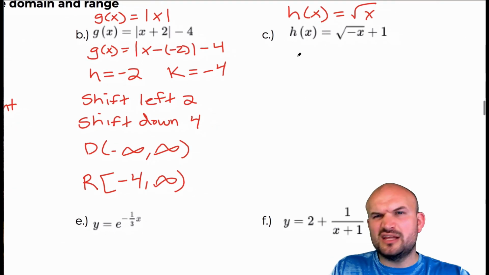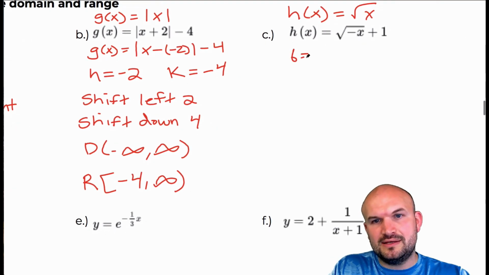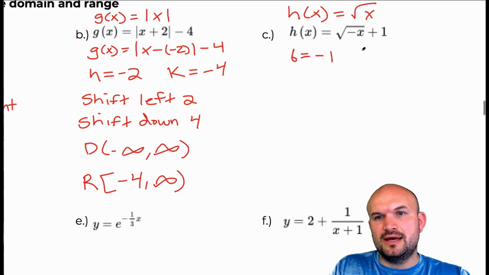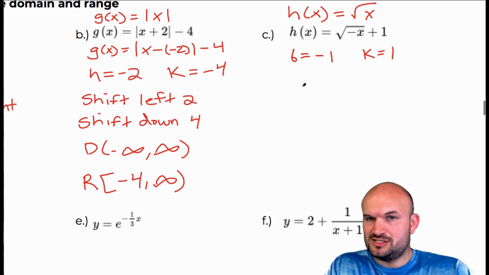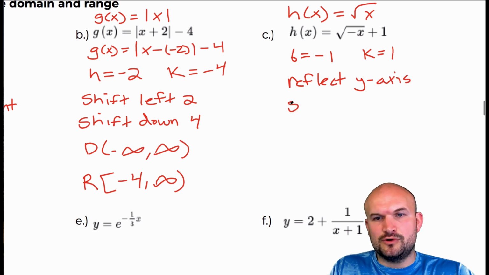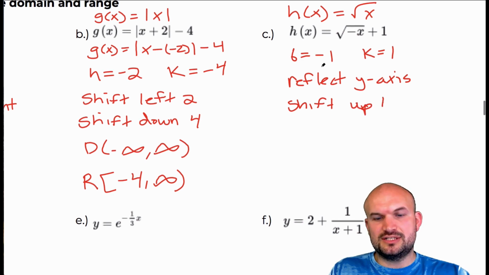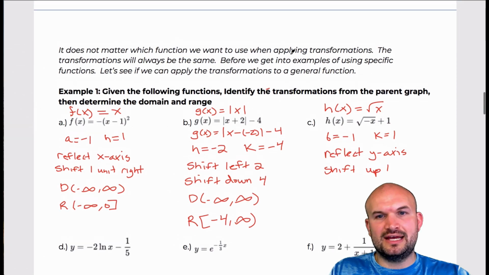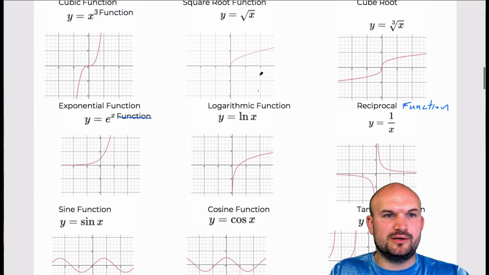So I'll label this again one last time. So I'll say b is equal to -1, and my k is equal to +1. So therefore, as I just mentioned, that's going to be a reflection about the y-axis, and I'm going to be shifting up 1 unit. Okay, so let's go and take a look at this graph and see how the domain and range is going to be affected.